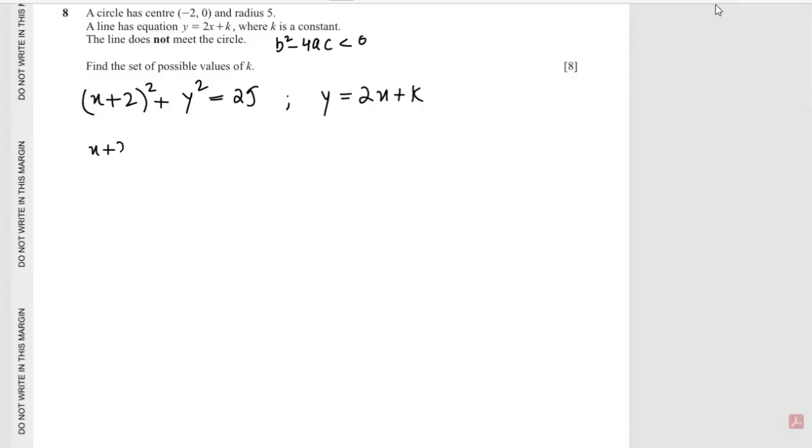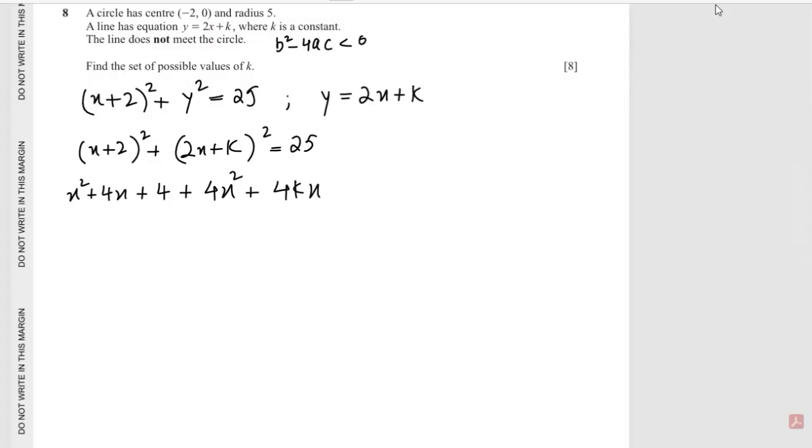This will be (x + 2)² + (2x + k)² = 25. Expanding: x² + 4x + 4. Let's make it a bit quick. A lot of calculations, but remember, it's an 8-mark problem. Plus k², subtract 25, put it equal to 0. Now I've got 5x². I'm trying to standardize my equation.